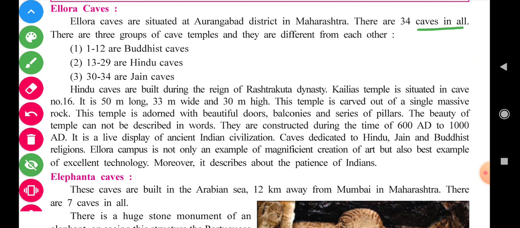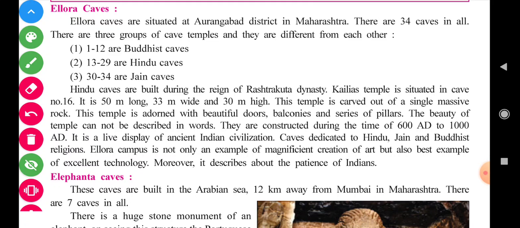There are 34 caves in all. There are 3 groups of cave temples and they are different from each other. So students, Aurangabad district from the Maharashtra is the second place in which the caves are located. So in Ajanta, total number of caves are 29, while in the Ellora there are 34 caves in all. In Ellora caves, there are 3 groups of cave temples and they are different from each other.